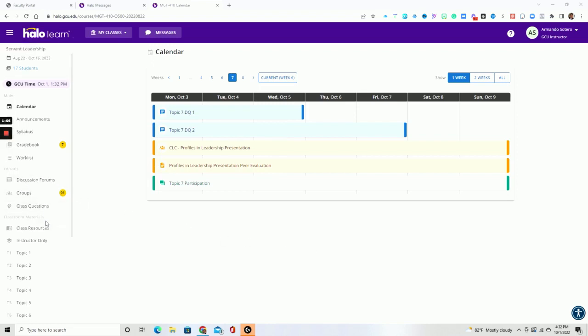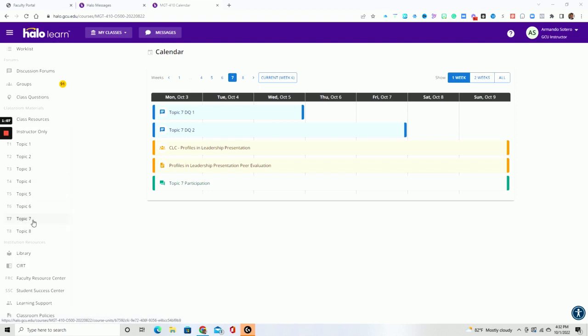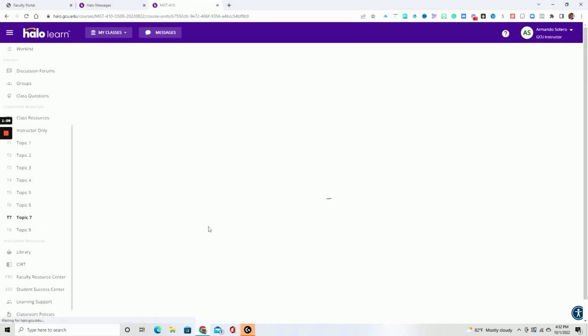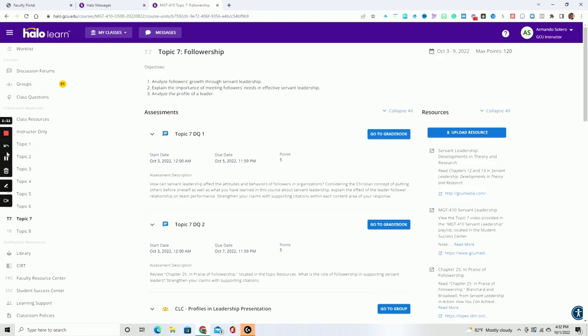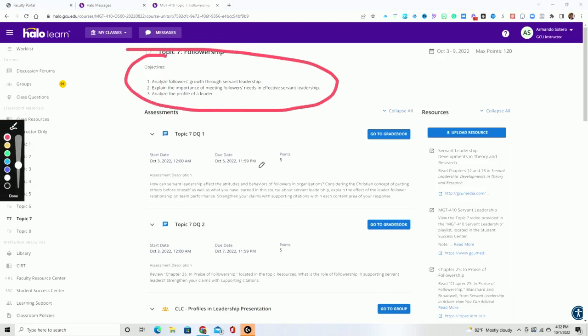As we normally do, let's go over here on the left through the topic section, and let's click on topic 7. So what are we doing this week? Well, we're going to focus on some very important topics. We're going to look at how followers grow through certain leadership. We're going to be analyzing those followers. We're going to explain the importance of meeting those followers' needs in servant leadership.